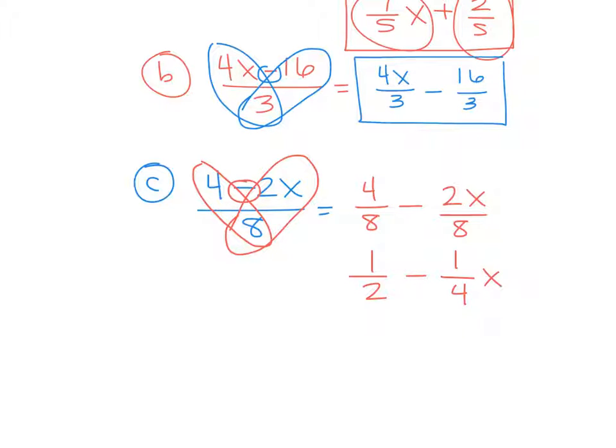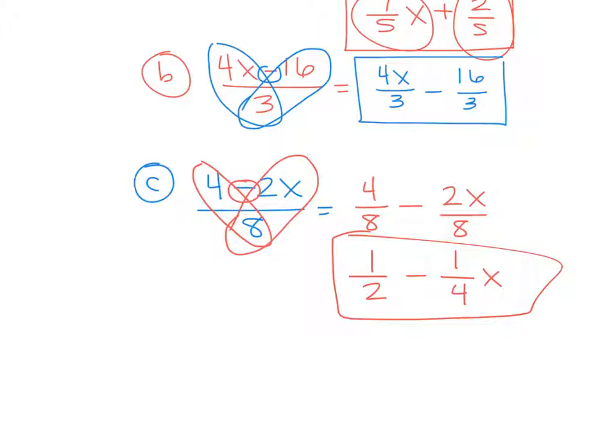So 1 over 2 minus 1 over 4 times x, okay? So that would be your most simplified answer. Does that make sense? Yes. Okay. That's what we're doing today.